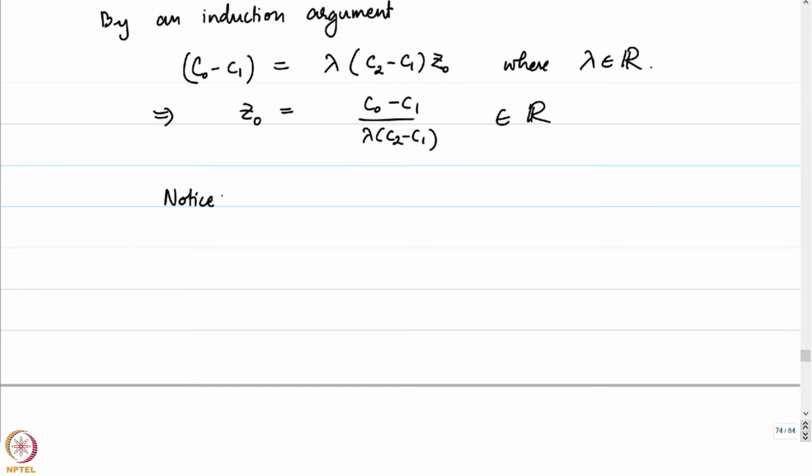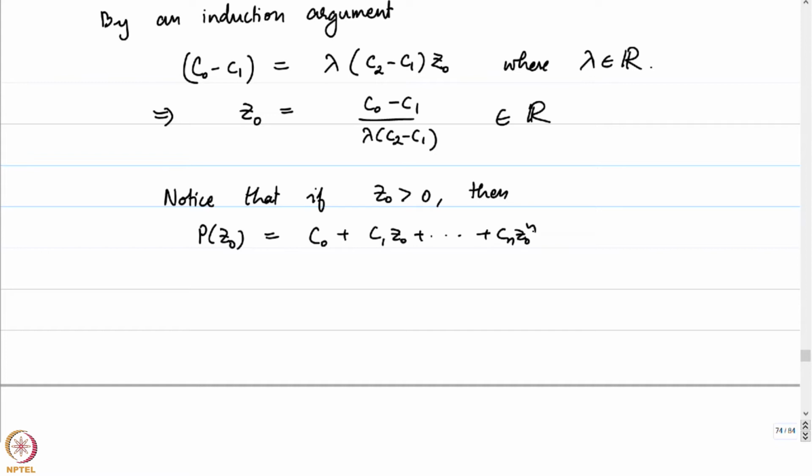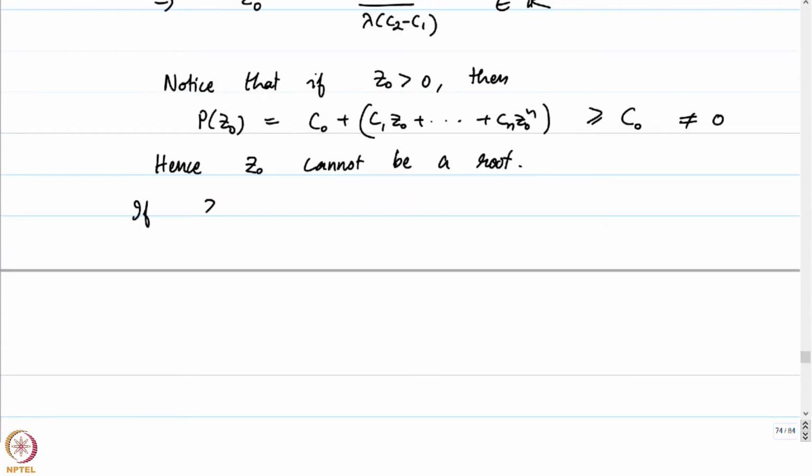Notice that if Z0 is greater than 0, then P of Z0 is equal to C0 plus C1Z0 plus something. And this is greater than or equal to C0, because whatever is captured inside this bracket is a positive number. And this will never be equal to 0. And therefore, hence Z0 cannot be a root. And what about if Z0 is less than 0?